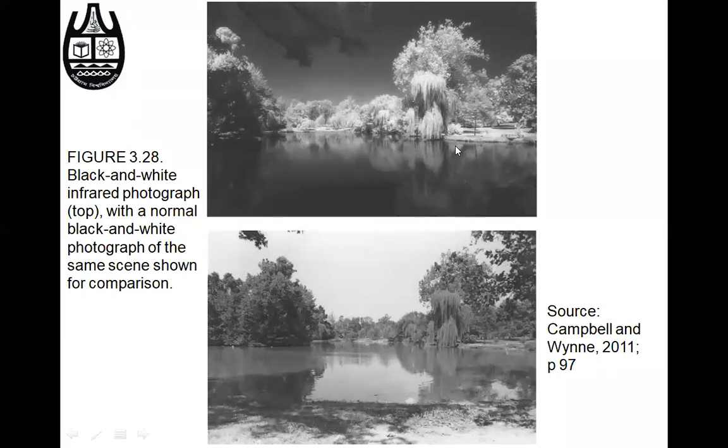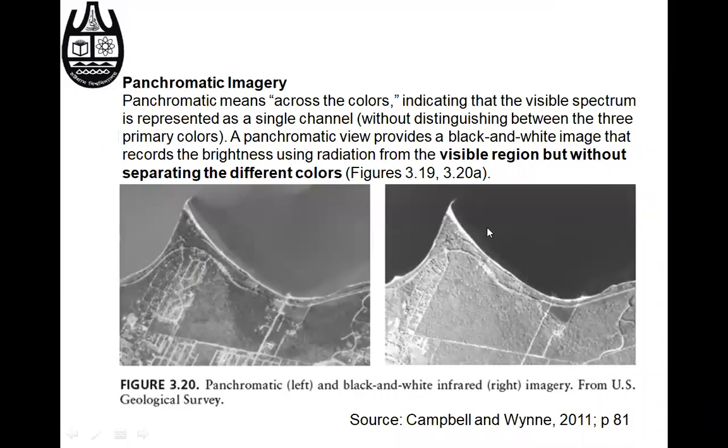So similarly, in this way, you can get different information from different types of photographs. That's why we need different types of band combination. Similarly, another we call panchromatic imagery. Panchromatic imagery means it sets across the colors. So the same object you can see left and right. The right one is black and white infrared, that means you allow infrared in here. On the other hand, the same thing but it allows a single portion. That means in a single channel, it can show all the colors. So panchromatic view provides you the black and white image, but it doesn't separate the colors. All the colors are taken from a single channel.